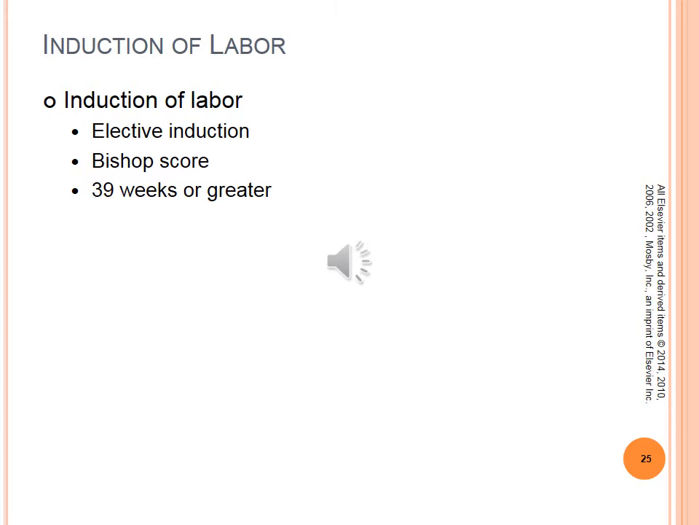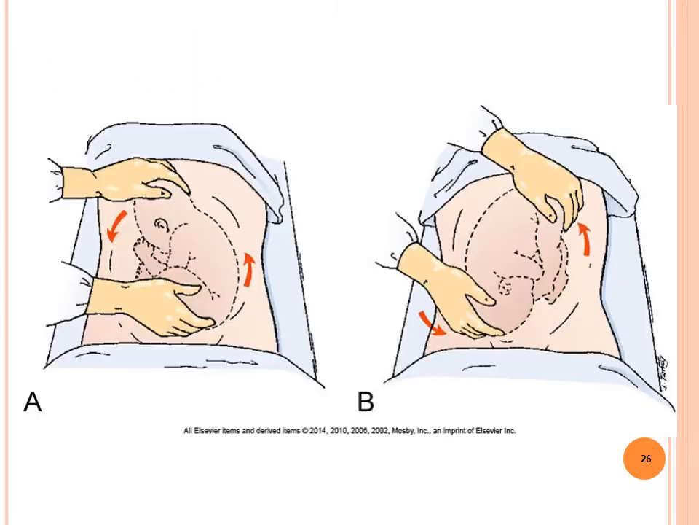Induction of labor is the chemical or mechanical initiation of uterine contractions before spontaneous onset for the purpose of bringing about birth. The Bishop score is a tool used to ensure inducibility. It is a 13-point scale. A score of 8 or greater on this scale indicates inducing labor is usually successful. This information is found on page 461 of your textbook.